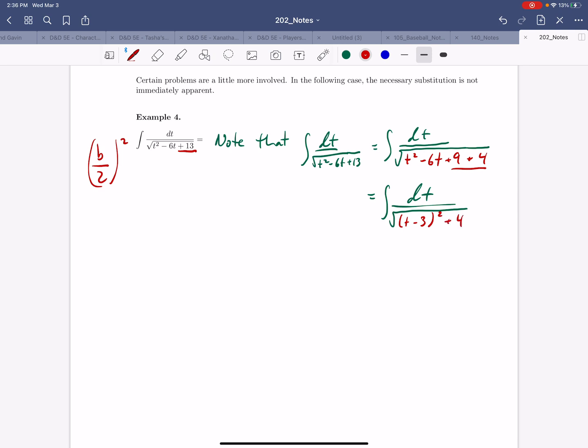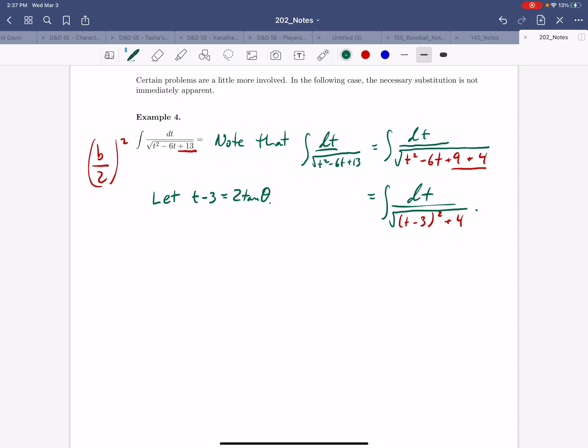And now you might notice we have the square root of something squared plus something else squared, plus 2 squared. The problem with this is that it's a little bit different from what we're used to. We can make the trig substitution as before, but with something a little bit different. So watch this. I'm just going to write it up here just to conserve space. We're going to let t minus 3 equal 2 tangent of theta.